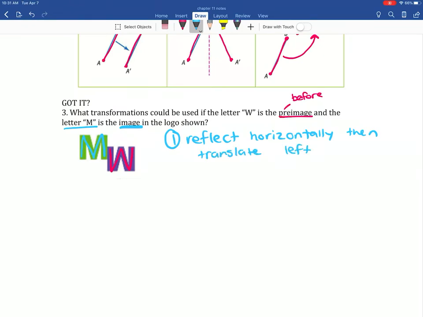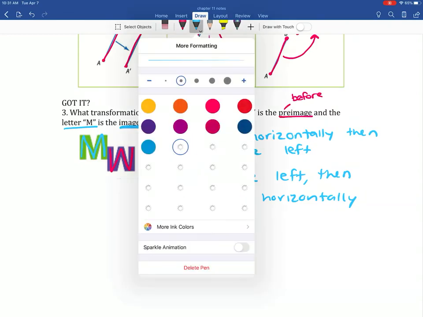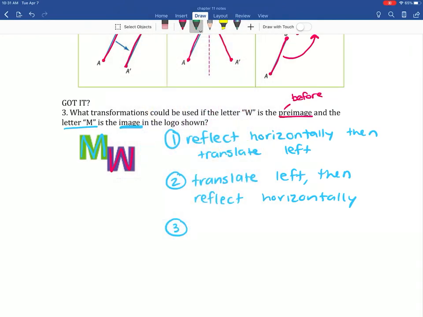Your mind may have said, hey, first I'll move it over so it's lined up with the green one, and then I'll flip it. You could say translate left, then reflect horizontally. Some of you may have noticed that I just need to turn the figure. Maybe you notice that if I make this right here my center of rotation, I could rotate it to be on the same spot.